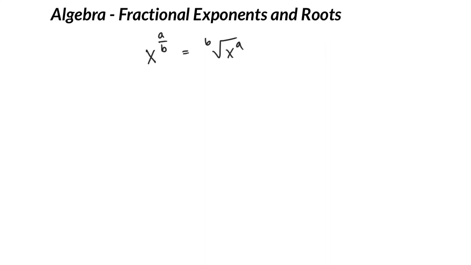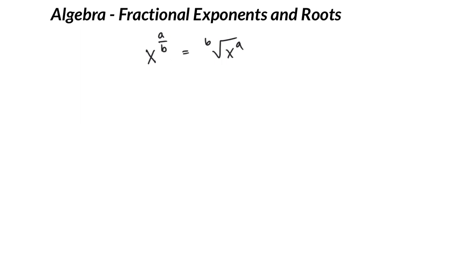Let's talk about how we can take fractional exponents and rewrite them as roots and vice versa. So what I've written here is the general form: if you have something raised to a fractional exponent, in this case a divided by b, so x raised to this power, that is the same as taking x to the a power and then taking the b root of that. So the b root of x to the a. So the power is always the numerator, and the denominator is the root.